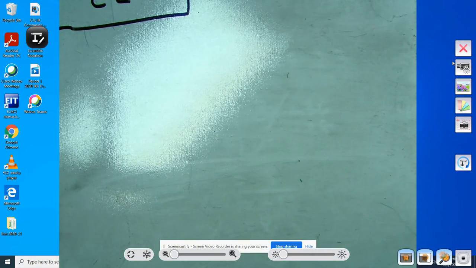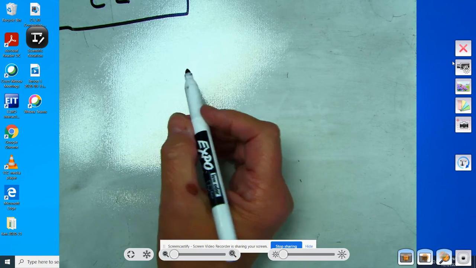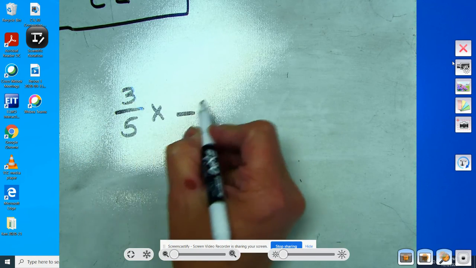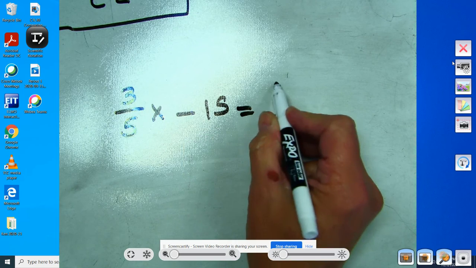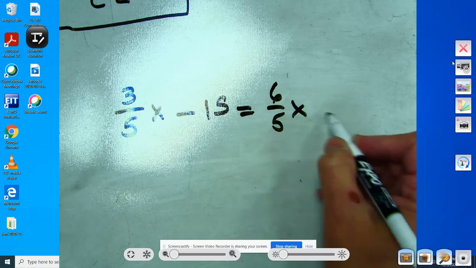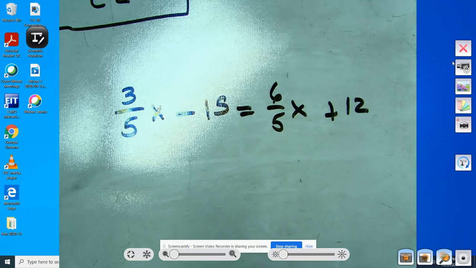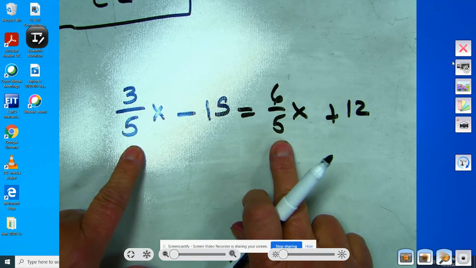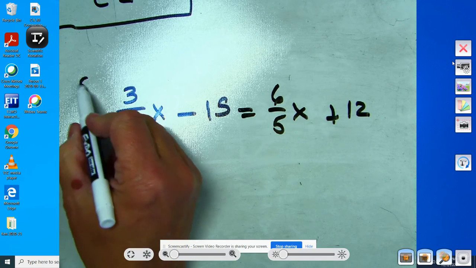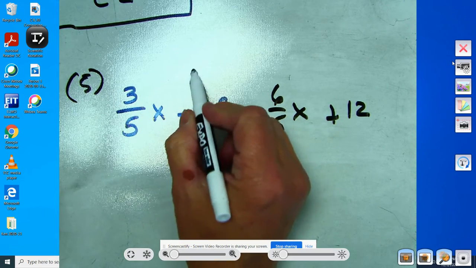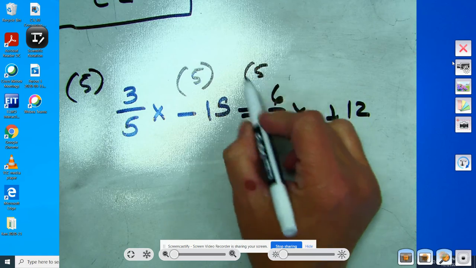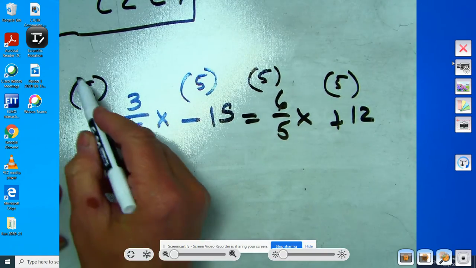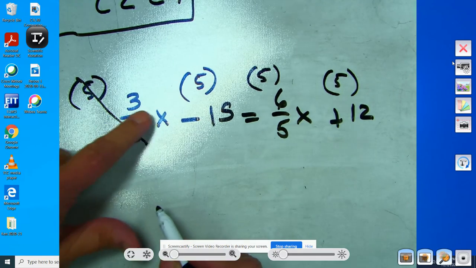Let's try that again. What if we have 3/5 x minus 15 equals 6/5 x plus 12. Well, this one's a little easier. They have a common denominator of 5. It's the same number. So I'm going to multiply by 5, by 5, by 5, and by 5. These 5's cancel out, leaving me 3x.